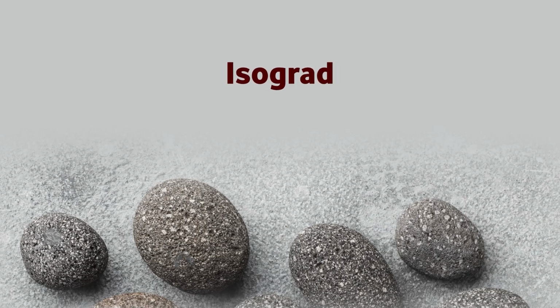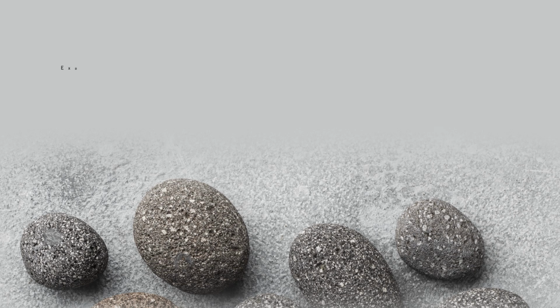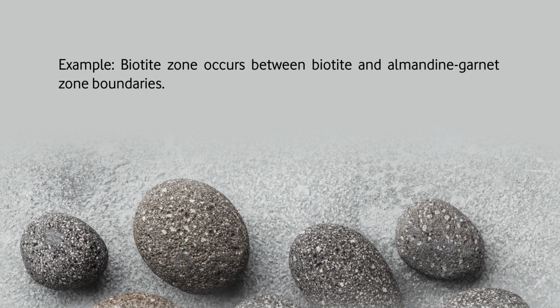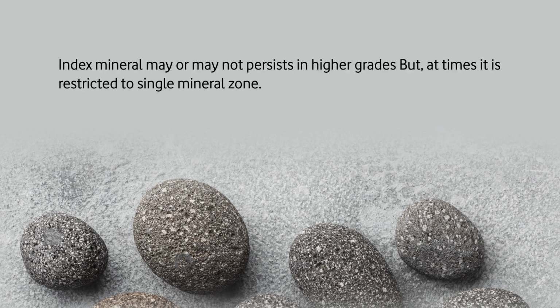The isograd. Tilley defined two different mineral zones which are separated by a line called a mineral zone boundary or an isograd. The example is the biotite zone. It occurs between the biotite and almandine garnet zone boundaries. The index mineral may or may not persist in higher grades, but at times it is restricted to a single mineral zone.